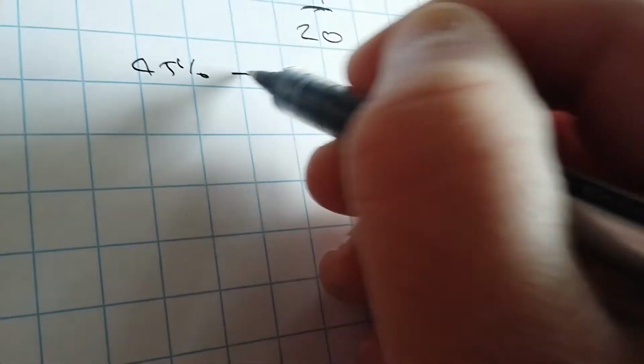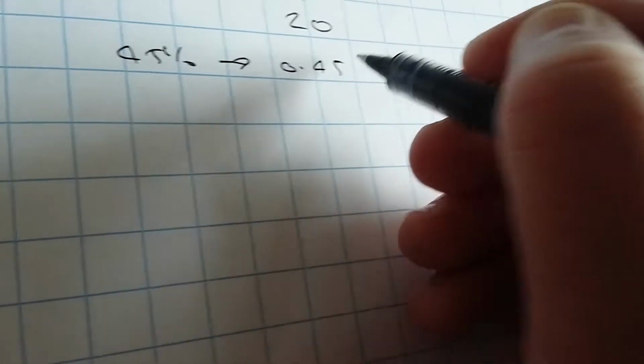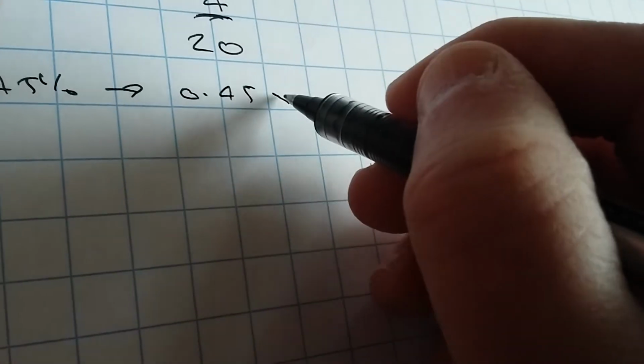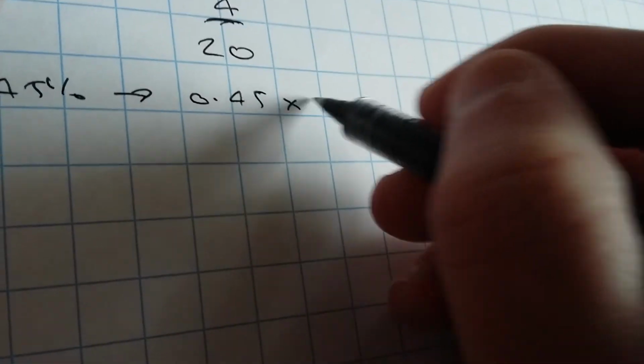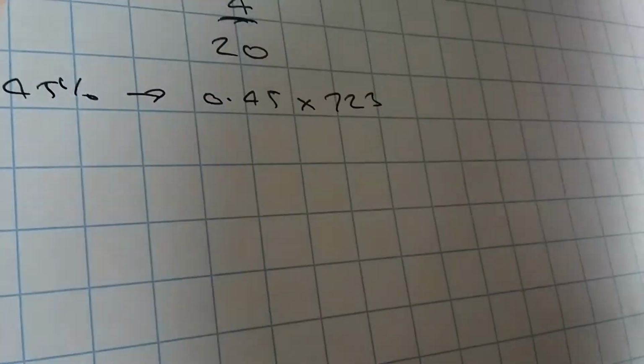Question 3 says calculate these percentages given your answer to 2 decimal places. So that's going to be with the calculator and on the calculator paper, so much easier just to use your calculator. If we do the first one, A, which is 45% of 723, 45% converts to 0.45. So I just need to do 0.45 times 723 on the calculator.